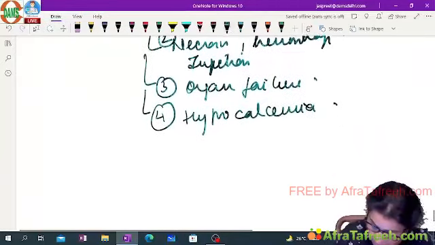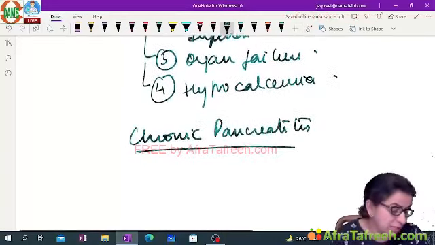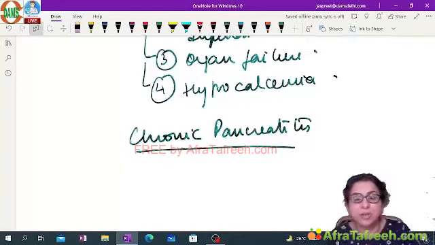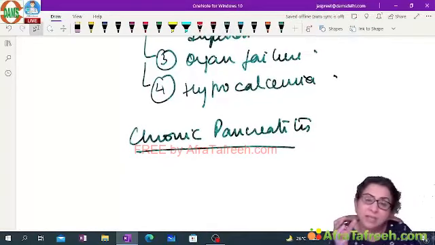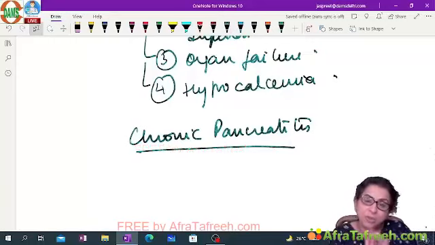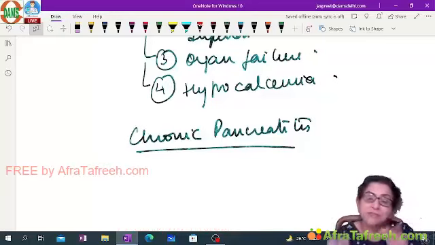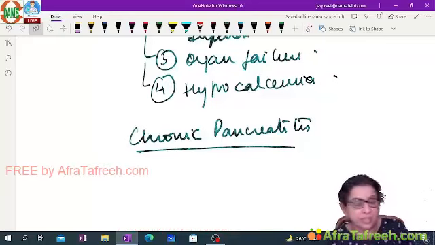So this is about acute pancreatitis. Last, a few lines on chronic pancreatitis, just two or three lines. Now, what is chronic pancreatitis? In chronic pancreatitis, there is chronic inflammation in the pancreas. Chronic inflammation will damage the pancreas. There will be atrophy of the pancreatic tissue, and then finally there will be calcification in the pancreas.